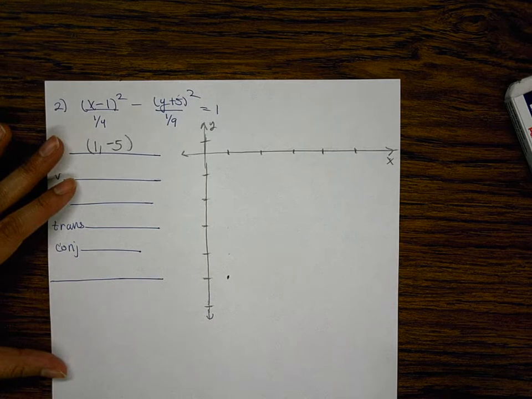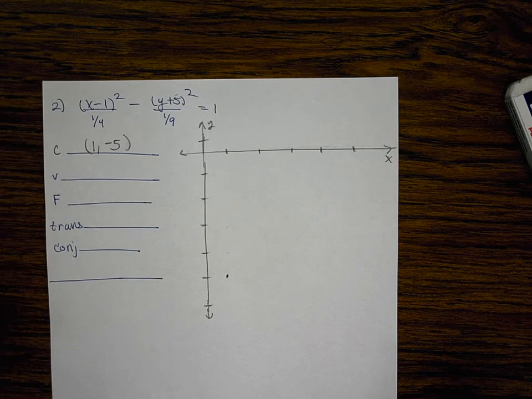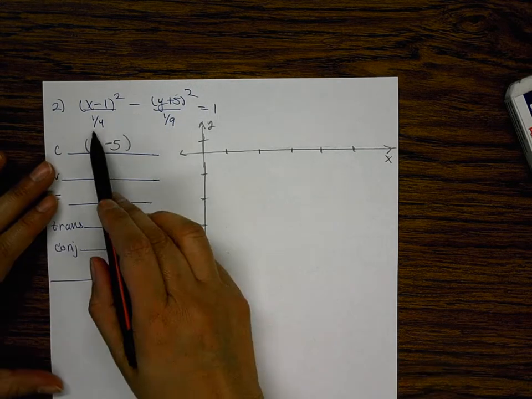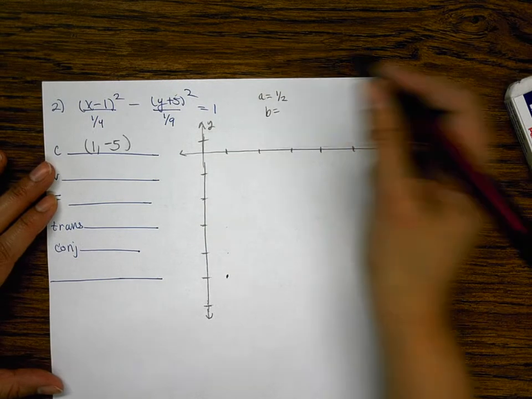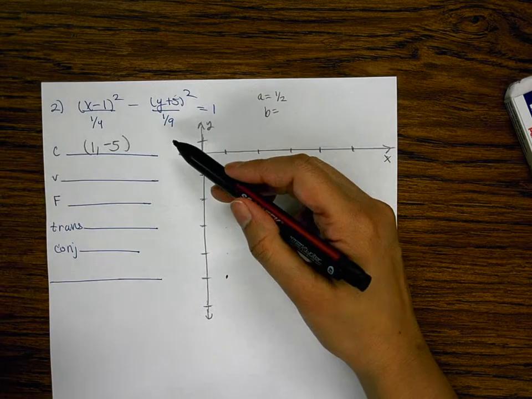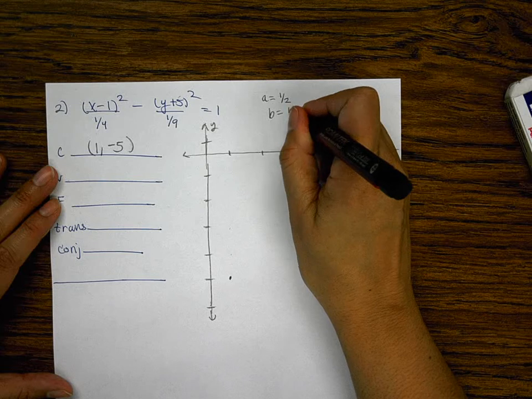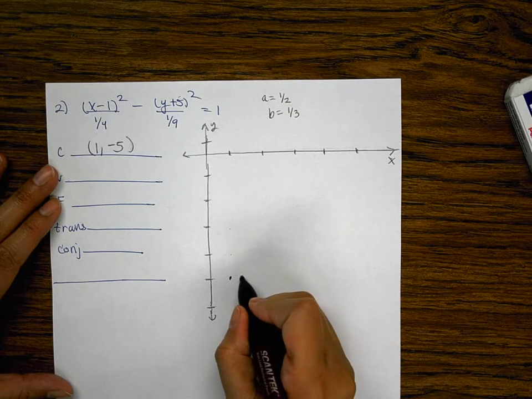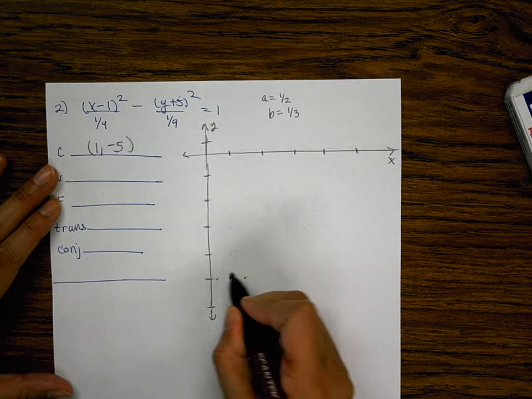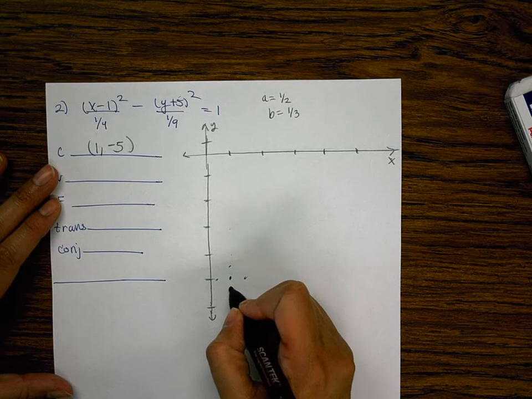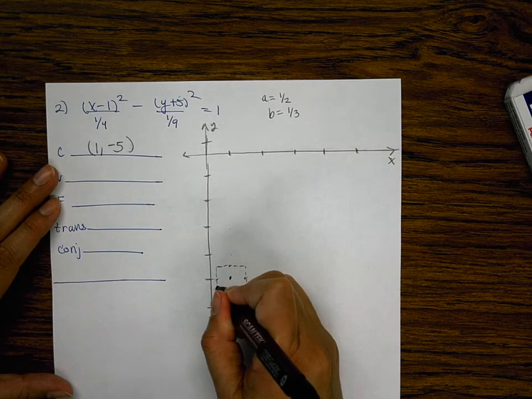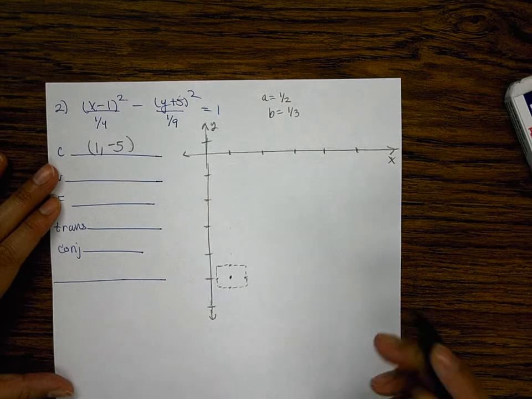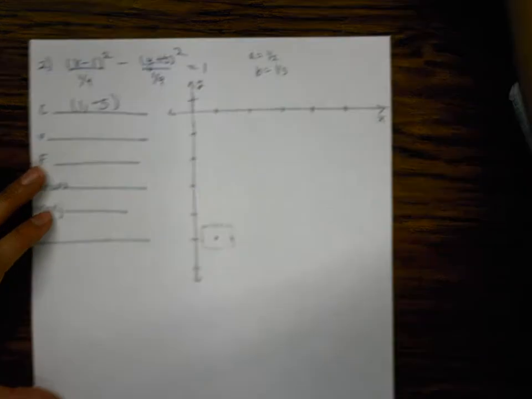A is right and left, and A is the underneath the x because x is right and left, so A is 1/2. B is up and down, and B is with the y because the y-axis goes up and down. The square root of that is 1/3. So I'm going to go right and left 1/2, and up and down 1/3. Okay, that's kind of hard to see.